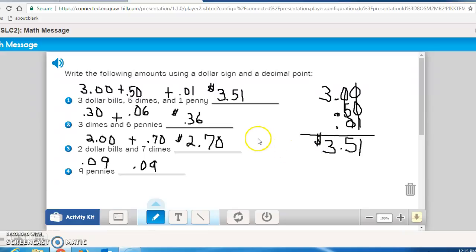So when working with bills, decimal points, dimes, pennies, quarters, I always have to make sure that I am aligning those decimal points up when I'm adding.